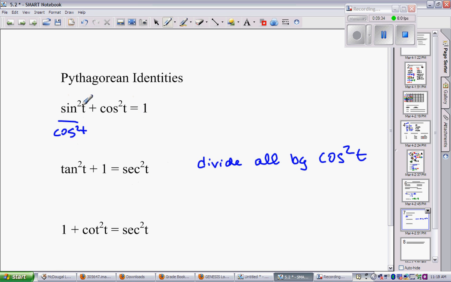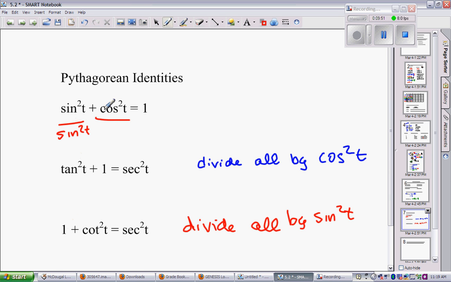If we started back at the original and we divide all by the sine squared t, sine squared t over sine squared t goes to 1. Cosine squared t over sine squared t goes to cotangent squared t. 1 over sine squared t is cosecant squared t.